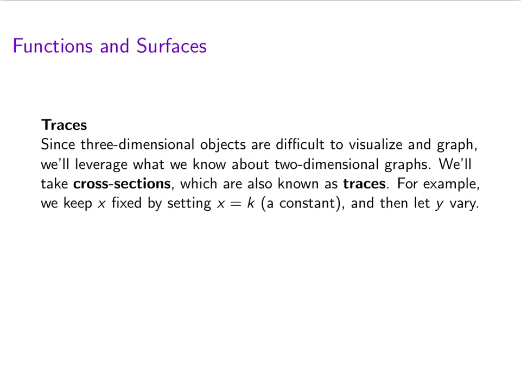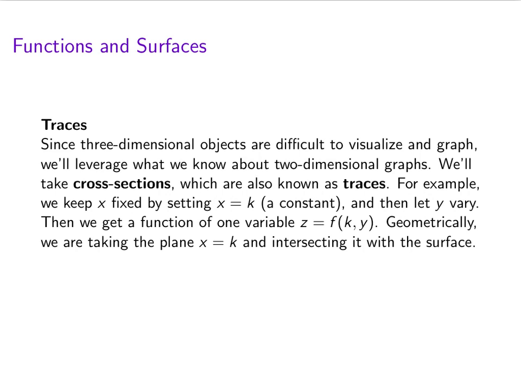For example, let's keep x fixed. We'll do that by setting x to be some constant, and then we let y vary. So x is a constant, y is a variable. Then we get a function of one variable, z is equal to f of k comma y. k is fixed, y is a variable. So geometrically, what we're doing is taking the plane x equals k and intersecting it with the surface to see what we get.